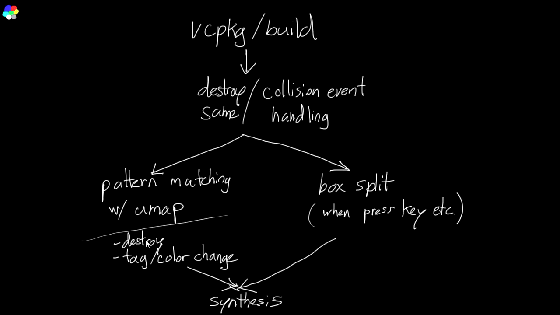So a couple of examples of effects you might want to do are the destroy effect that we had up here, and maybe a color change effect where if two boxes hit each other, one of them or both of them change color. It doesn't really matter what effects you come up with, but the important thing is that you're going to do pattern matching with an unordered map based on the two different entities that collide with each other.